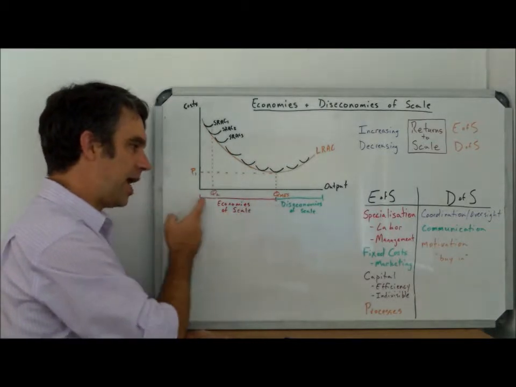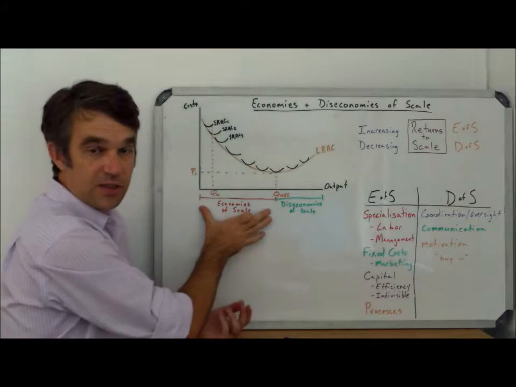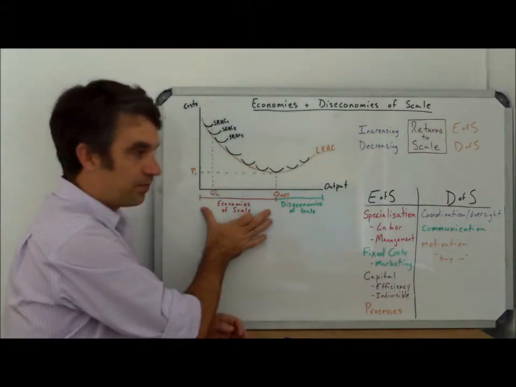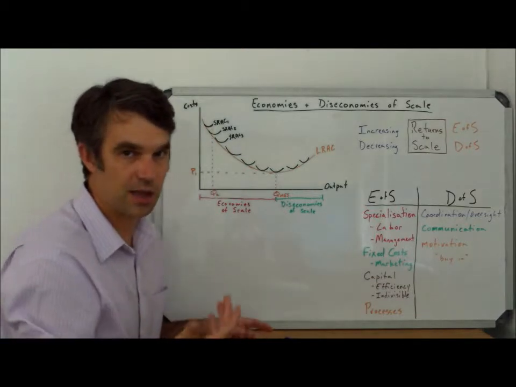From that point to the left, we call that range of the long-run average cost curve experiencing economies of scale. After that point, we would say that the firm is experiencing diseconomies of scale.